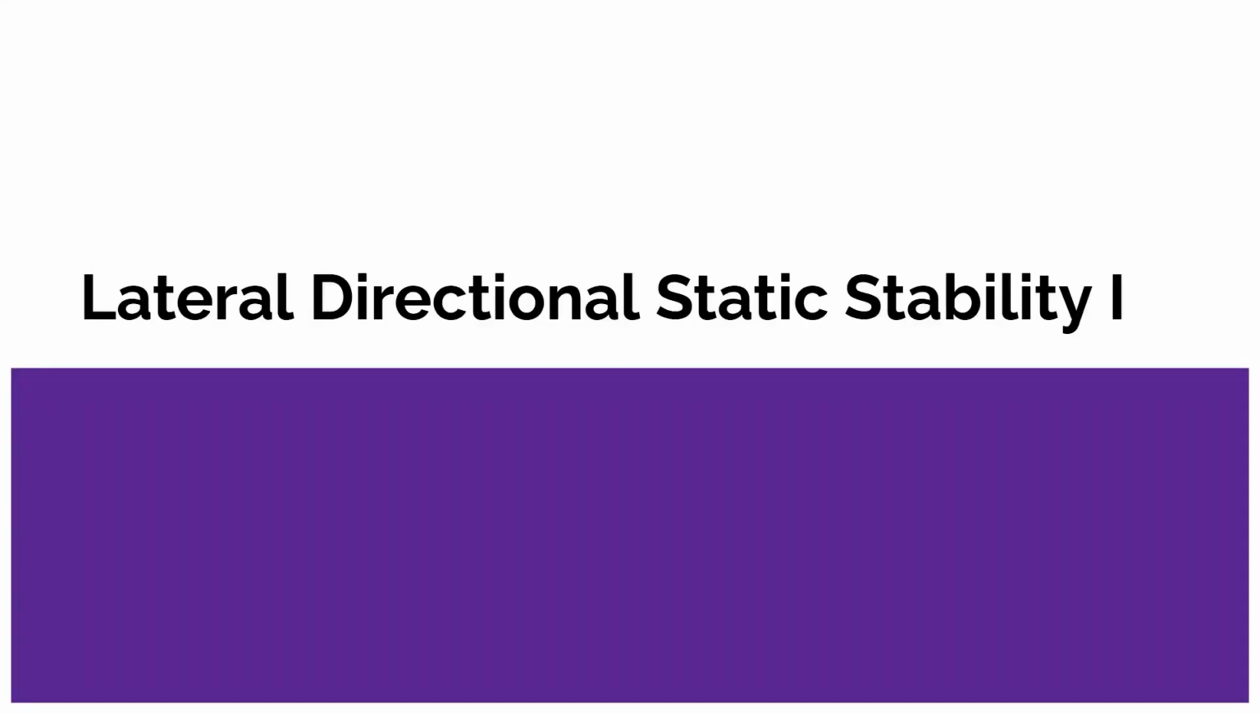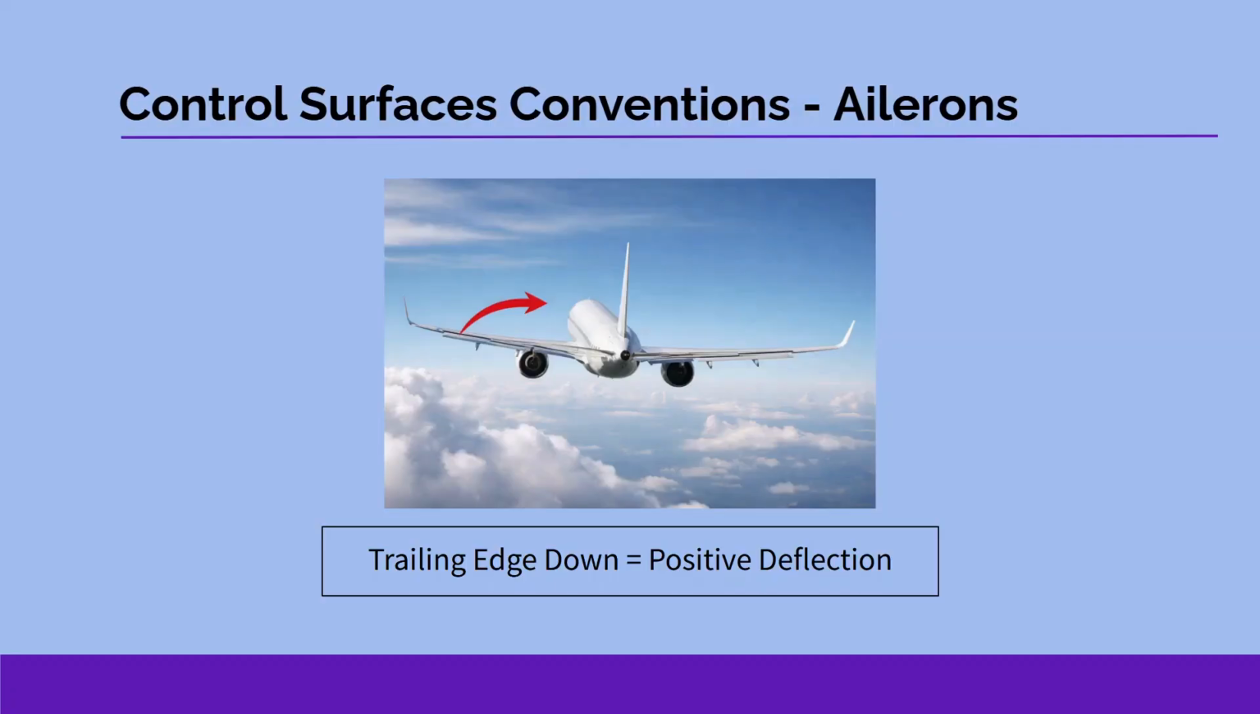So today we're going to be covering the lateral directional static stability, and this is essentially going to be the same as the longitudinal static stability but applied to the rolling moment, yawing moment, and aerodynamic side force. So before diving into the specifics, I'd like to cover some conventions and some basics.